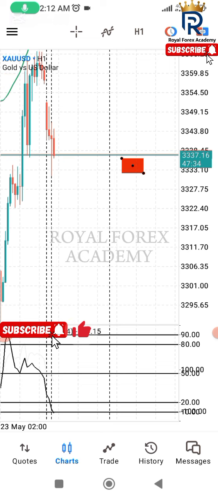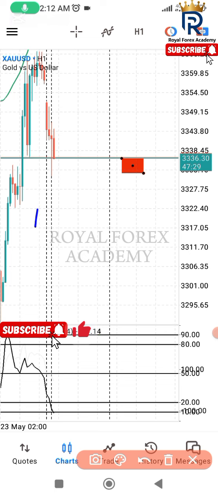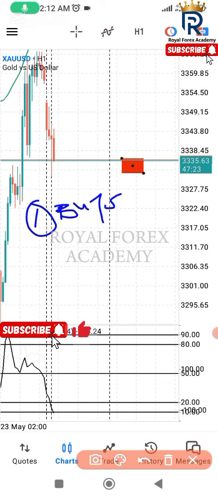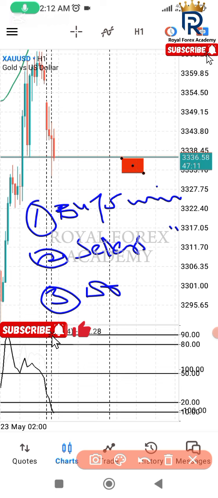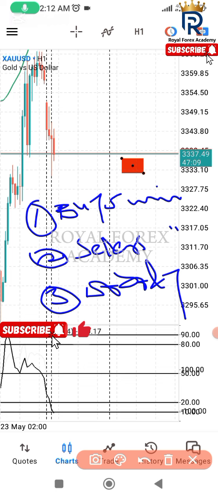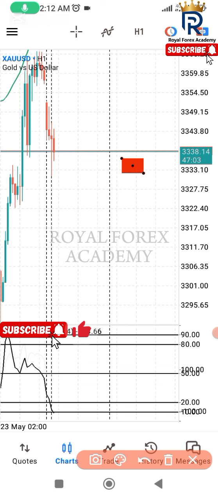So every candlestick formation you see has three outcomes. The first outcome is that buyers win. The second is that sellers win. And the third is that nobody wins. So in every candlestick, we see the action of either the buyers winning the market, the sellers winning, or nobody winning.